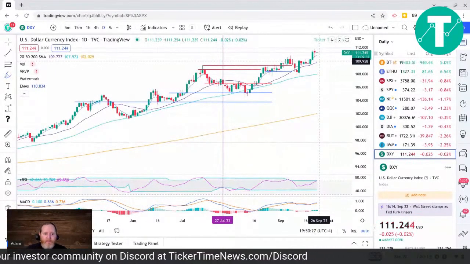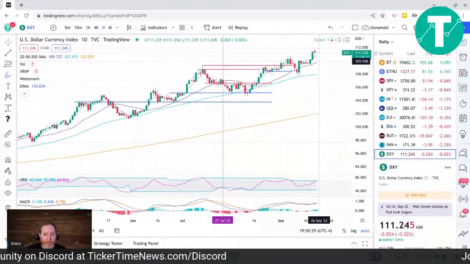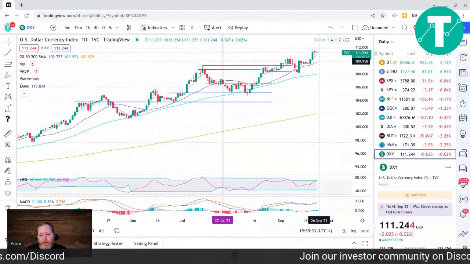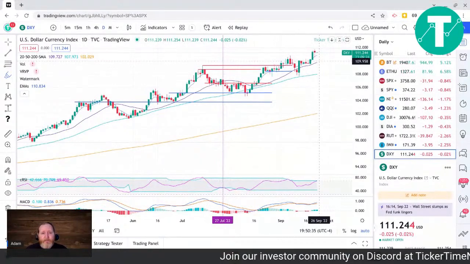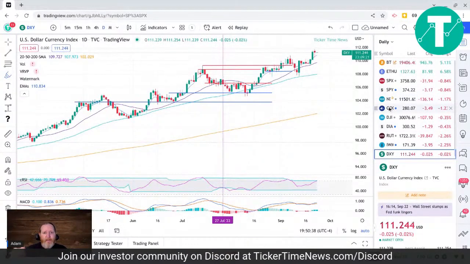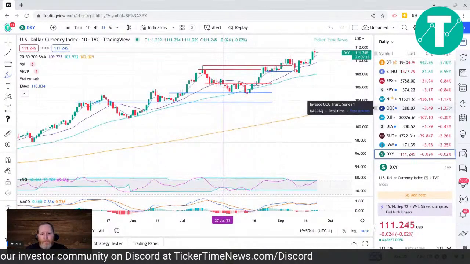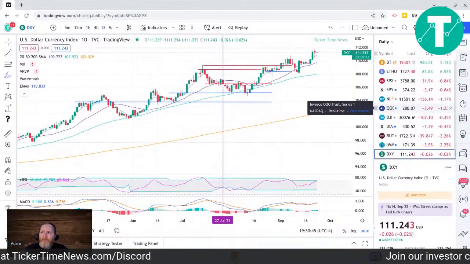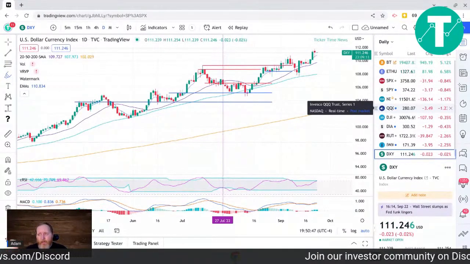And it's at 110.8 right now. That's where the 5-day EMA is for the dollar. And the dollar currently in after hours is at 111.2. So that's another reason why I think markets could have a little bit of green tomorrow. If not, maybe a rally.